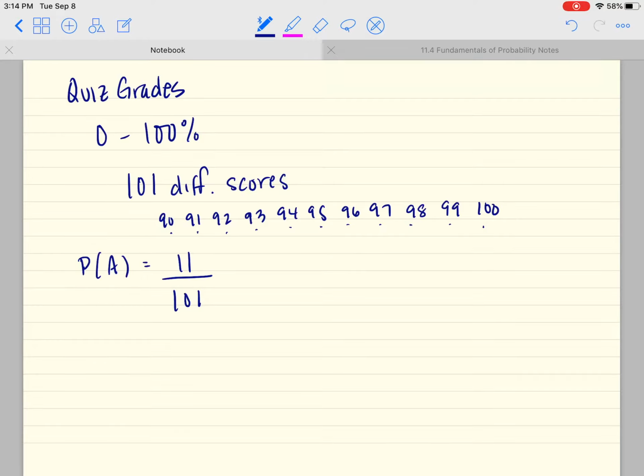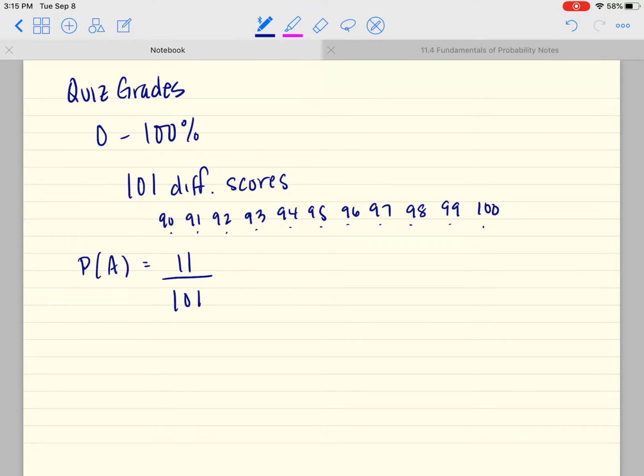But we know that it's not equally likely for one person to earn an A as it is for another. You know, some people struggle a little more with math. For some people, math is a little bit easier. So theoretically speaking, your probability should be those 11 different grades out of the 101 possible grades. But maybe you've earned a C on the last 100 quizzes you've taken in your life. You're probably going to be more likely to earn a C than earn an A, right? Or maybe you've earned a B on the last 50 quizzes that you've taken.